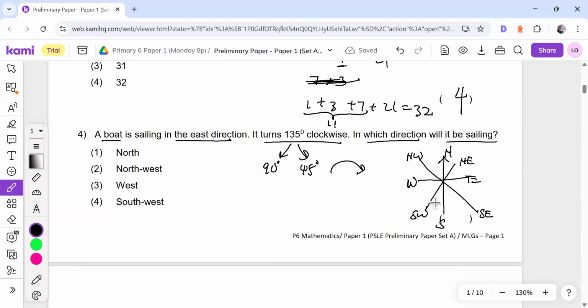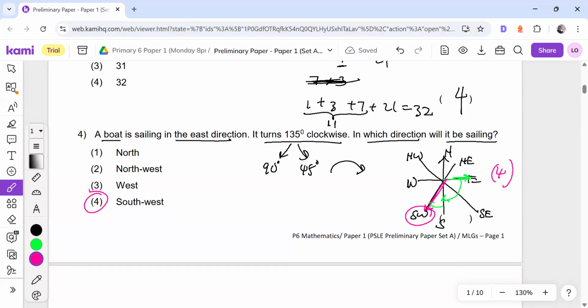Do you need to write all these? It's up to you. So the boat is sailing in the east direction, which is here. You need to turn 90 degrees clockwise, another 45 degrees clockwise. So where is the boat sailing now? The boat is now sailing in the southwest direction. So the answer is number 4. If not clear, just let me know, then we'll explain again.